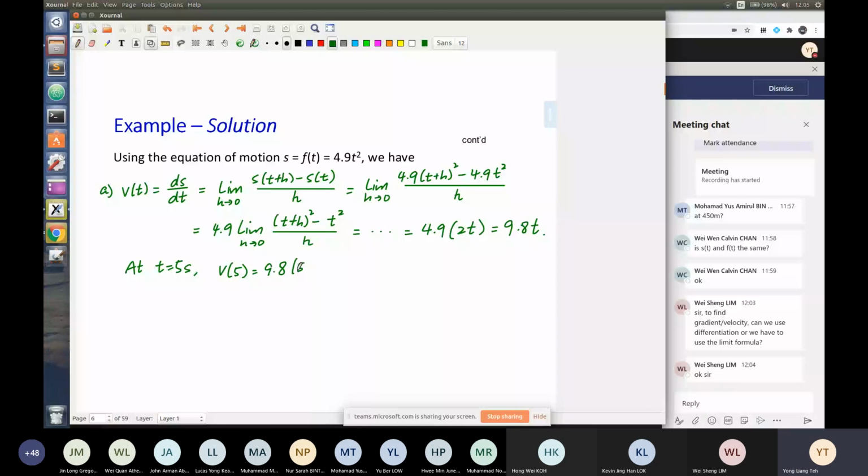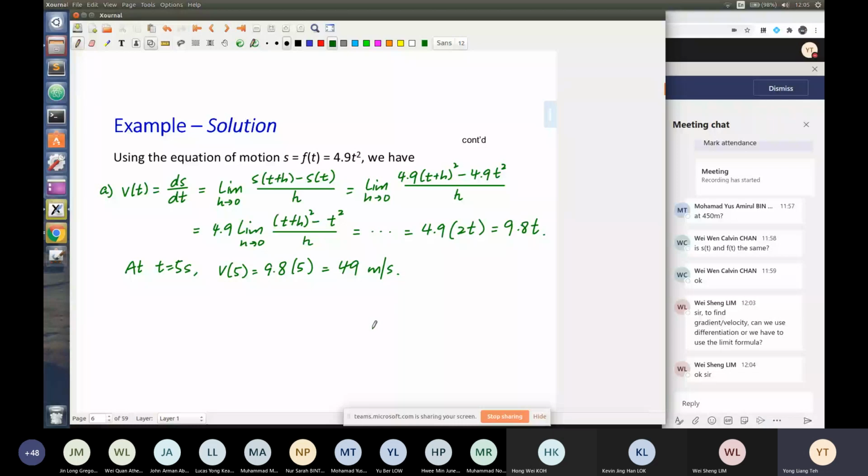So 9.8 times 5 is what? 98 divided by 2. So that is actually 49, right? Yeah, 98 divided by 2 is 49. So it's actually 49 meters per second.